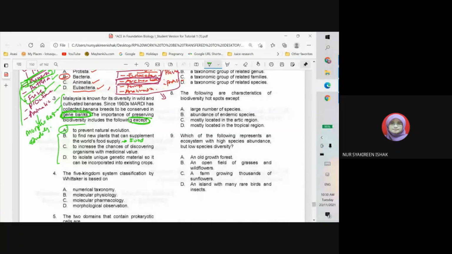Okay. So to increase the chance of discovering organism with medicinal values. So ini ada yang under point health tu kan. So you find new species, new plants, and then you study that new plants, you study the chemical composition of that new plants that can be beneficial to the human health.